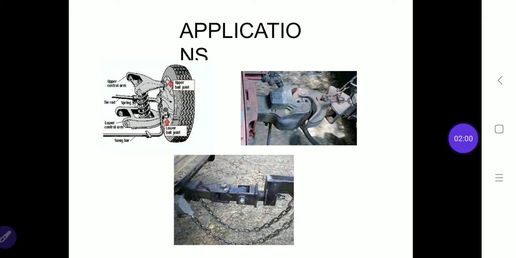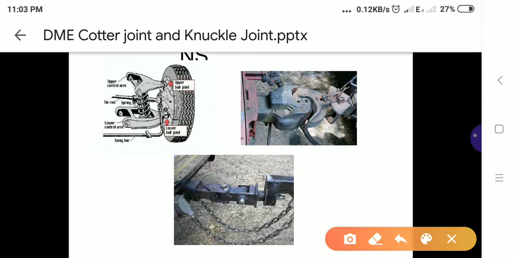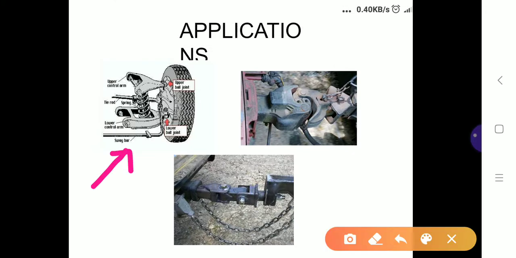Now let us see the application of knuckle joint. Here the first application is axle wheel assembly, where knuckle joints are used. Then the second and third applications are for joining tractor and trolley. We use these knuckle joints.